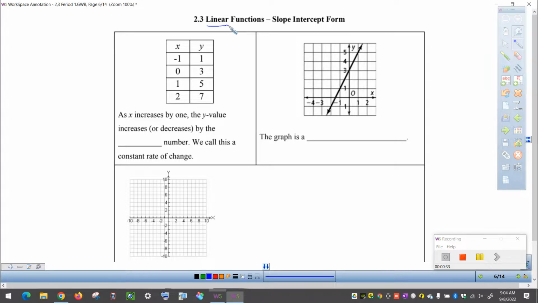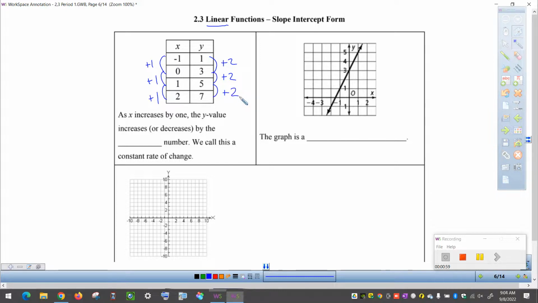And so what I want you to notice here is that the x values are increasing by 1. So to get from one x value to the next x value listed, we're adding 1. And we have a constant pattern of what's being added or what's changing in the y values. Notice how the y values are adding 2.